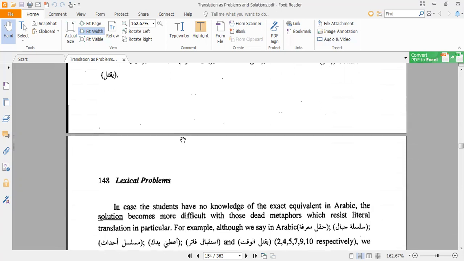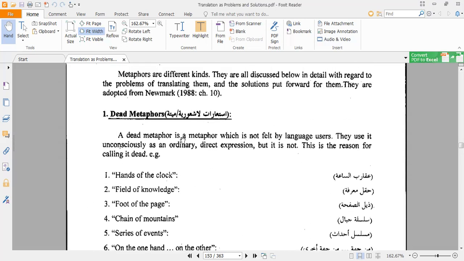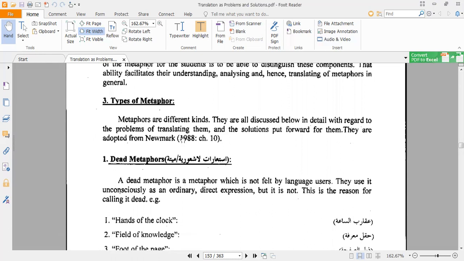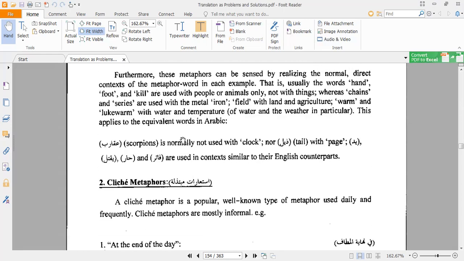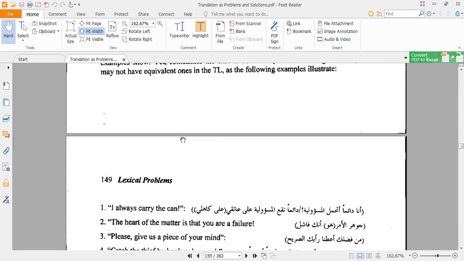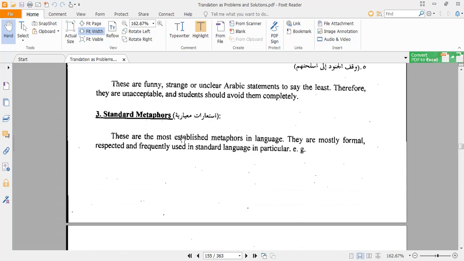Also, we have identified several types of metaphors, such as dead metaphor and cliché metaphor, and we consider these two types as one type because they are very similar and share a lot of things in common. Both of these types are usually used in ordinary speech, in everyday life, to the degree that people no longer feel that they are metaphors, or their metaphorical value is lost.